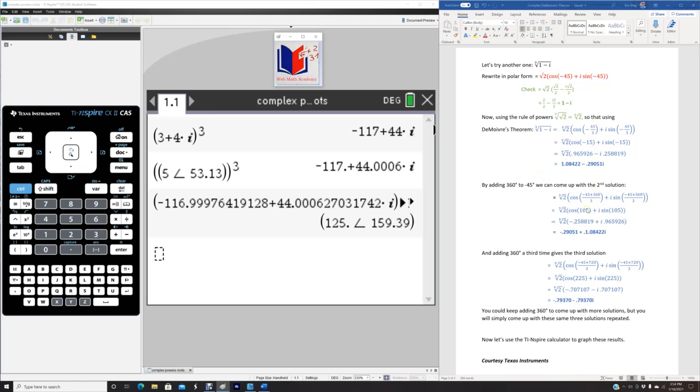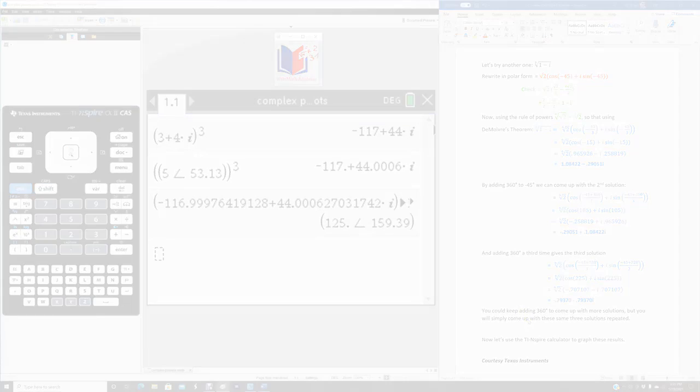Now, to come up with the other two solutions, we just add 360 degrees to the value of 45 over 3. So in that case, we come up with the cosine of 105 plus i times the sine of 105. When we multiply those out, we come up with the answer 0.29051 plus 1.08422i. We continue on with the third and final solution, and we come up with negative 0.79370 plus negative 0.79370i. Now we could continue adding 360 to keep getting more solutions, but all you would come up with is these same three solutions repeated.